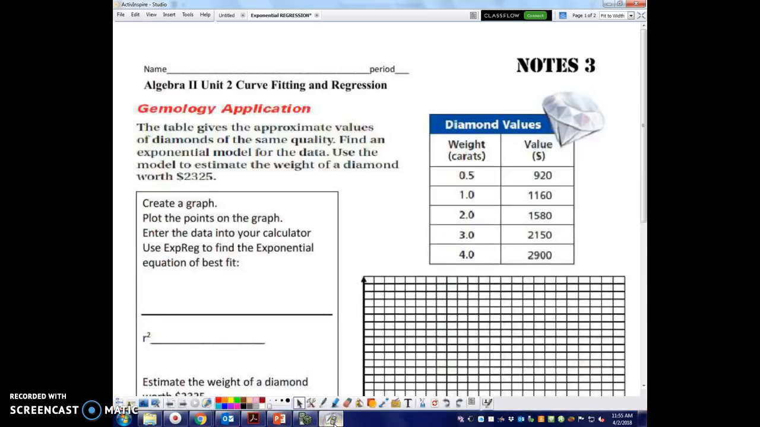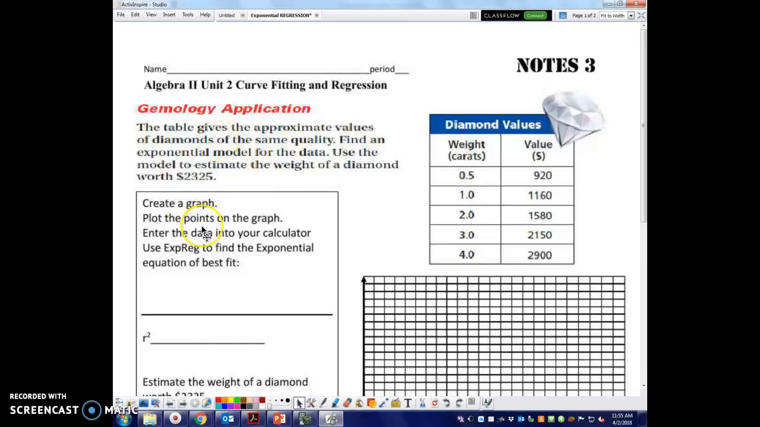Okay, so let's go to your worksheet. Okay, so number 1, the very top part. It says the table gives the approximate values of diamonds of the same quality. Find an exponential model for the data. Use the model to estimate the weight of the diamond worth $2,325. So first thing, this is telling you the steps you need to do to solve this problem, okay?